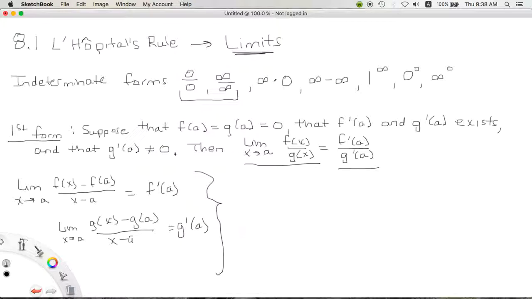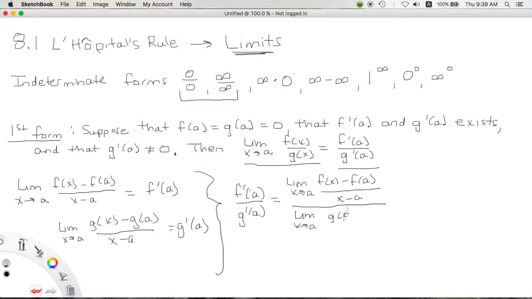Then if we use this and put it all together, then we know that the derivative of f divided by the derivative of g at this point a is equal to the limit as x goes to a of f of x minus f at a all over x minus a, over the limit as x goes to a of g of x minus g of a all over x minus a.